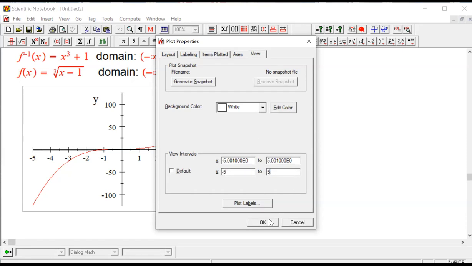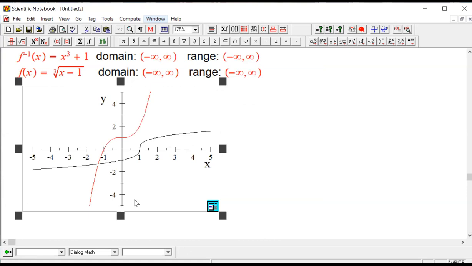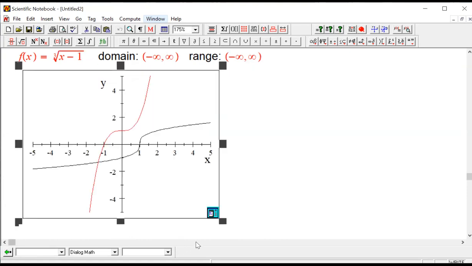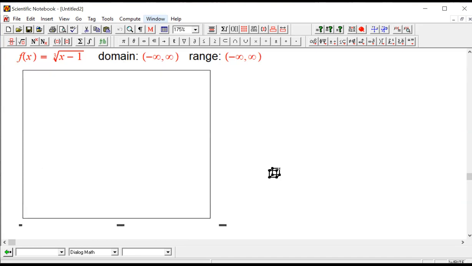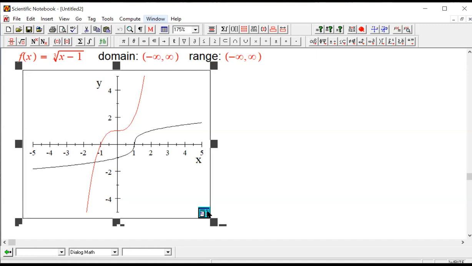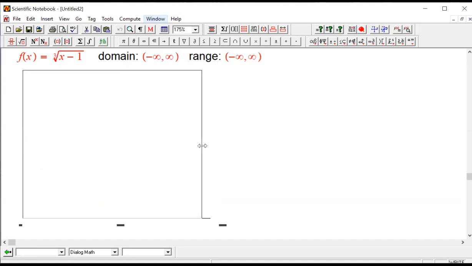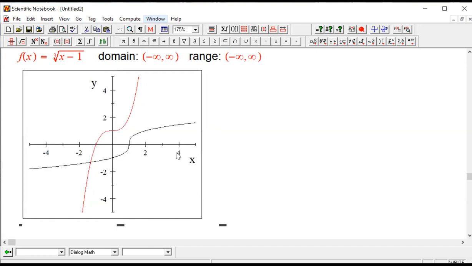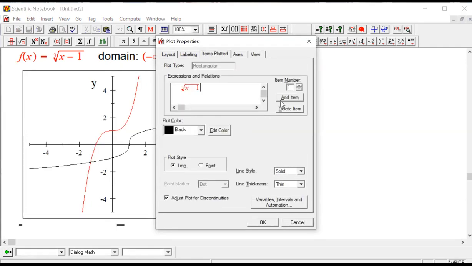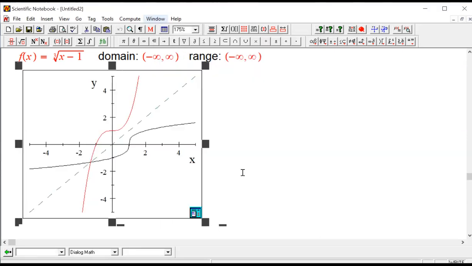-5, 5. Okay, maybe we need more. We need a further separation. There we go. This is 2, this is 2. Maybe move a little bit further, right? They're symmetrical. They're symmetrical about that same line of y equals x, that green broken line. Okay, that green line, symmetrical about that line.